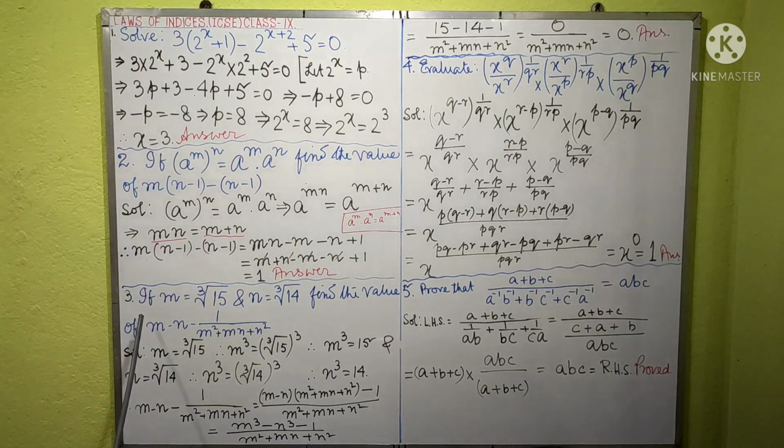Question number 3. If m equal to cube root of 15 and n equal to cube root of 14, find the value of m minus n minus 1 by m square plus mn plus n square. It is given that m equal to cube root of 15. Therefore m cube equal to cube root of 15 cubed, that is 15.